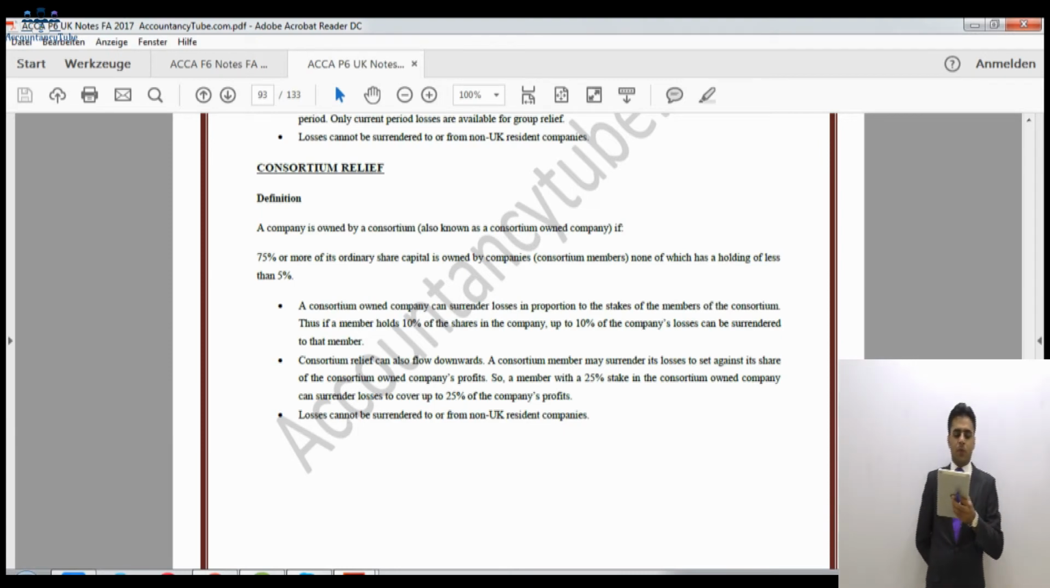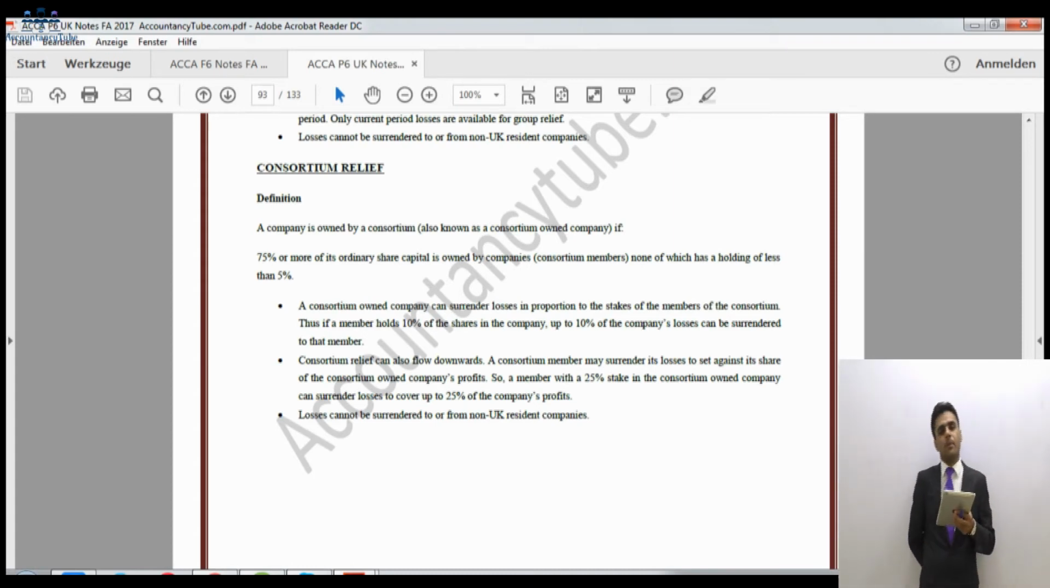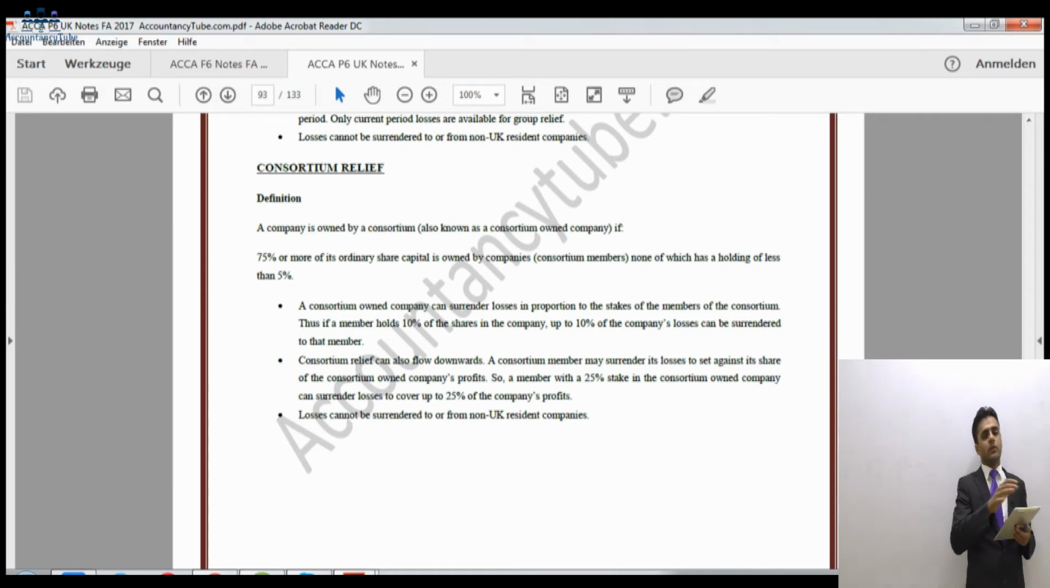Now, relief available to the capital gains group. It says intra-group transfers. Companies in the capital gains tax group can transfer their gains and losses between them. Right, so there is no restriction on that. Companies in the capital gains group can make intra-group transfers of chargeable assets without a chargeable gain.